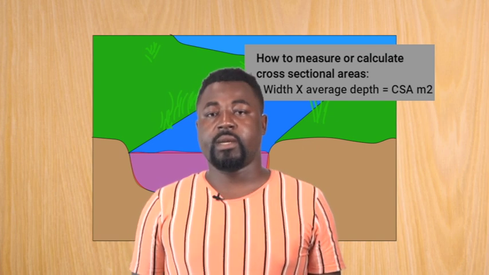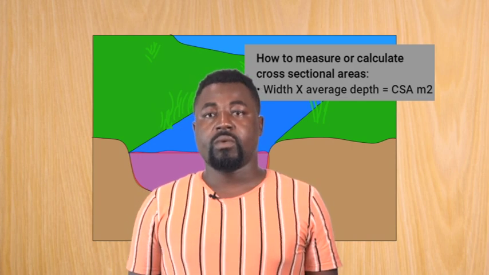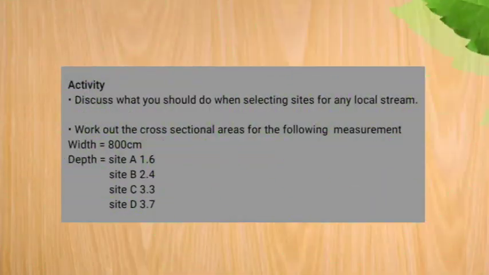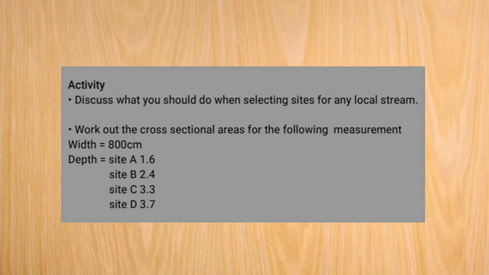This brings us to the end of our lesson. We are now going to do the following activity. Discuss what safety measures you should take when selecting a site for your investigation at any local stream. Work out the cross-sectional area for the following measurements.